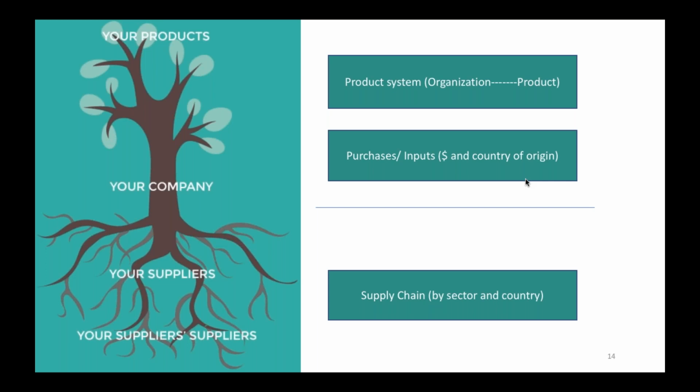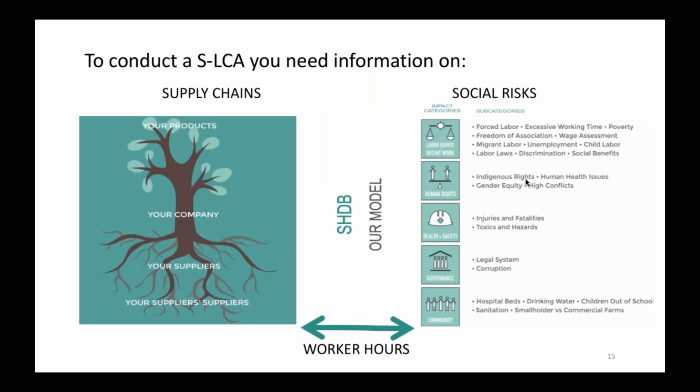Once you have that information, you enter it into SimaPro, and what you will get is the supply chain estimate from the global trade model with all the sectors and countries that are involved in that product or organization supply chain. So you will get that supply chain information and modeling. You also get worker hours, which will provide you with an estimate of labor intensity for each of the production activities that are part of your product system. And you will get information about the social risk related to each of these production activities that are part of your supply chain.